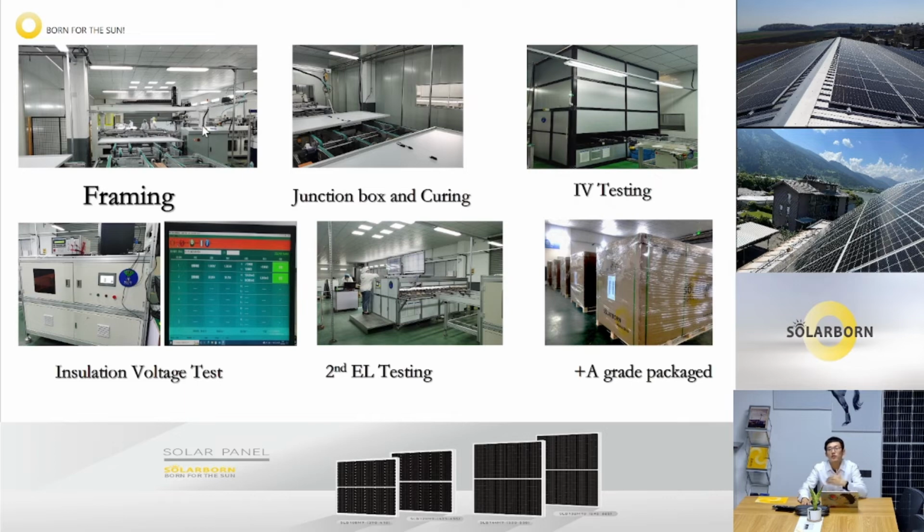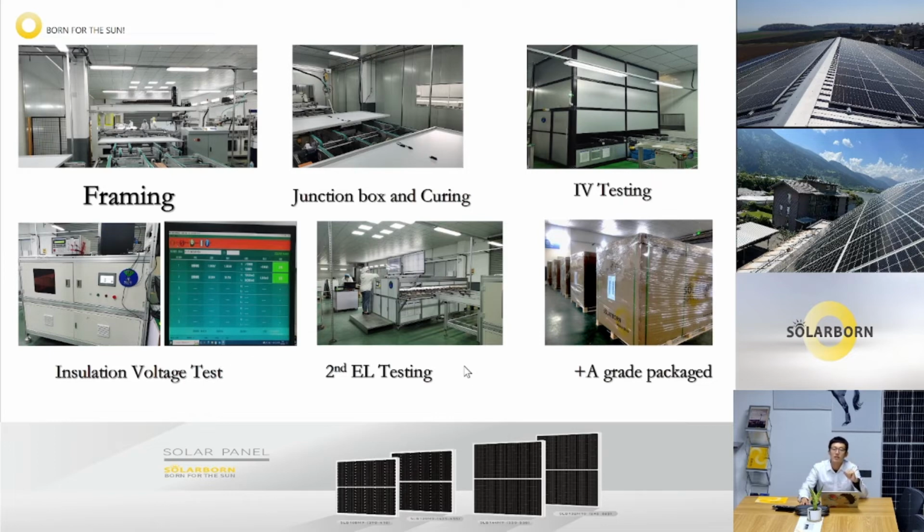and then it goes to the framing, installation of the junction box, and goes to the curing workshop to stay there and let the silicone gel cure. And after that, we go to the first IV testing. IV testing is to get the power, like the I and V, and what power we get for this order for you. And the next is the insulation void test, and the second EL testing.